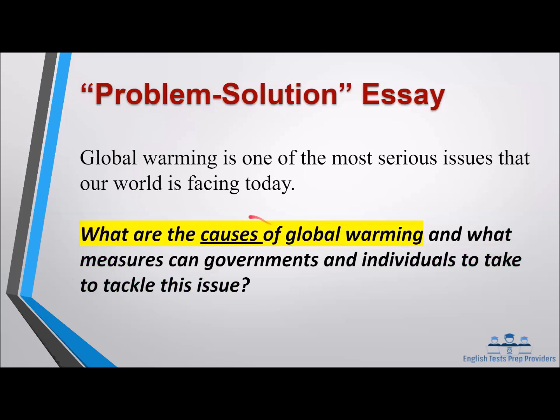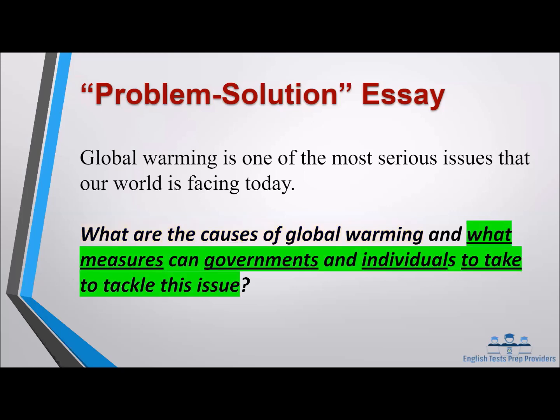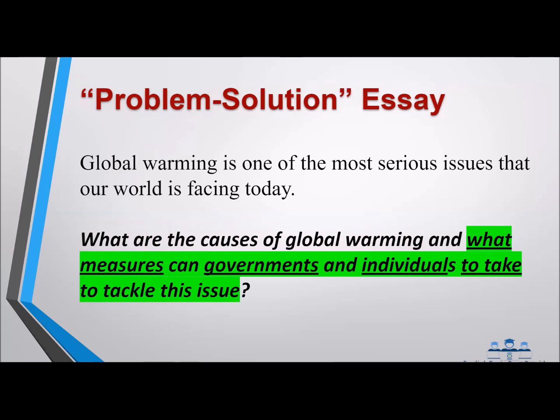So the causes. You have to think, what are the reasons, not only one, but reasons why global warming is occurring. And the second half, what measures can the governments and individuals take to tackle this issue? Okay, can somebody tell me the synonym of the word measure or measures? Okay, measures. What do you mean by measures? Yes, gauge, steps, strategies, solutions. Yes, wonderful. Or actions.